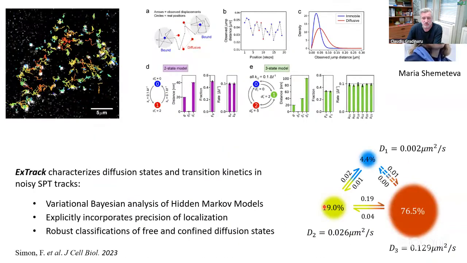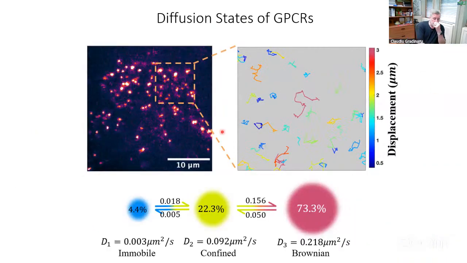So that, by the way, was Maria Shemeteva, a grad student in my group, who did work on this with Shahan. So let me show you the diffusion states of a GPCR. This is, I think, a muscarinic M1 receptor. We looked at a number of receptors, but this is a snapshot of these dots, and at each and every dot, you can see diffusion tracks. Again, blue means that it's not moving too far. The further you go up, it kind of scales with displacement. So very large displacement, and then the yellow would be intermediate displacement.